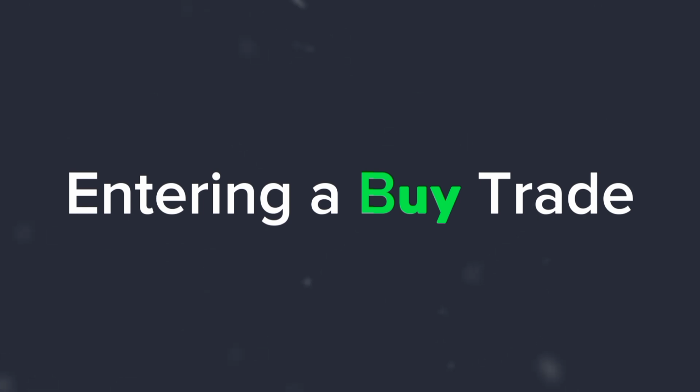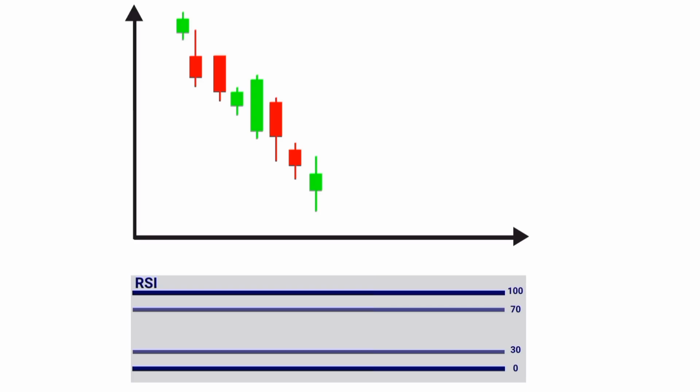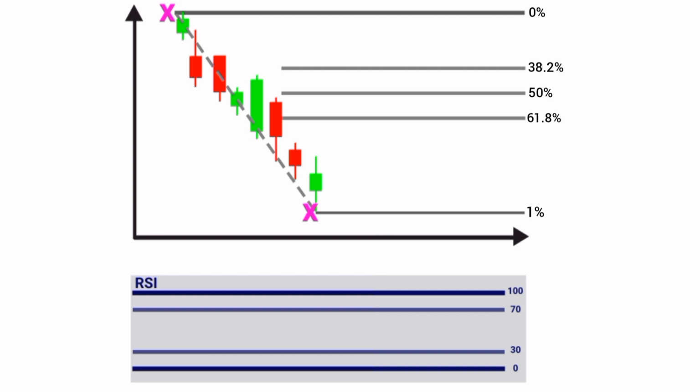Entering a buy trade. Start by identifying a significant prior downtrend, where the price has made lower lows and lower highs. This downtrend will serve as the basis for drawing Fibonacci retracement levels by selecting the swing high, the start of the downtrend, and the swing low, the end of the downtrend. The key Fibonacci levels to monitor are 38.2%, 50%, and 61.8%.